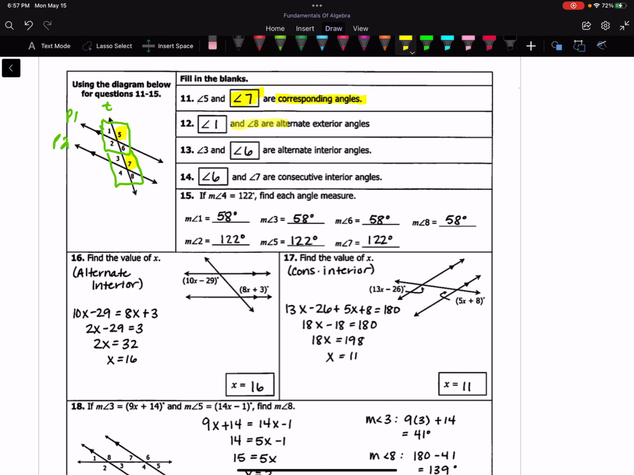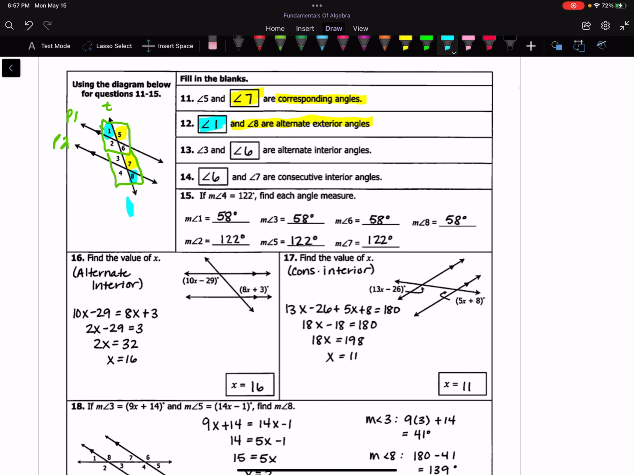Now we're looking at number 8, alternate exterior. Let's take a look at alternate exterior with number 8. Okay, there's exterior. So alternate means it has to be on the other side of the transversal. So it's got to be on this side of the transversal now, and it's got to be exterior. So there's the alternate exterior, number 1.